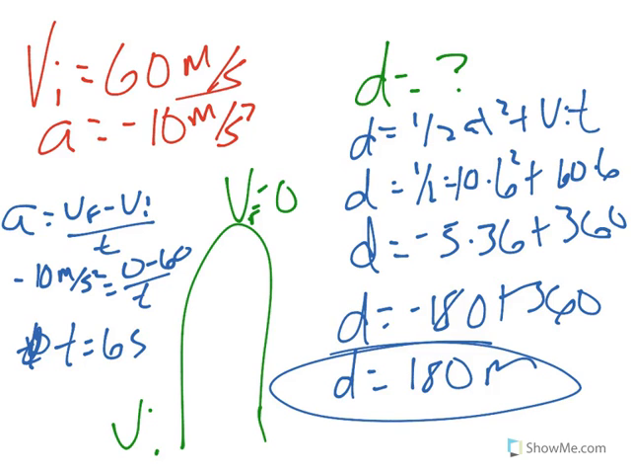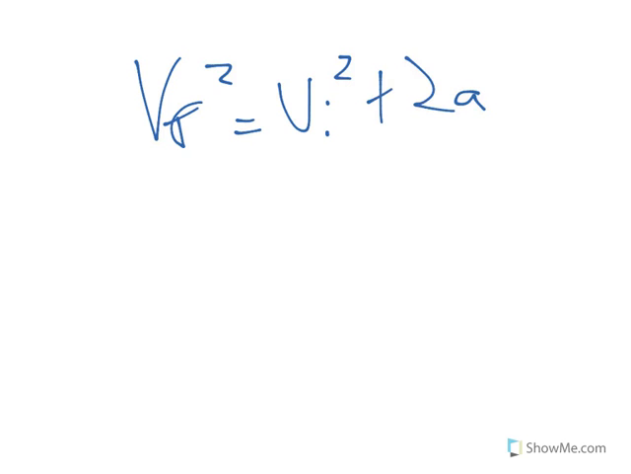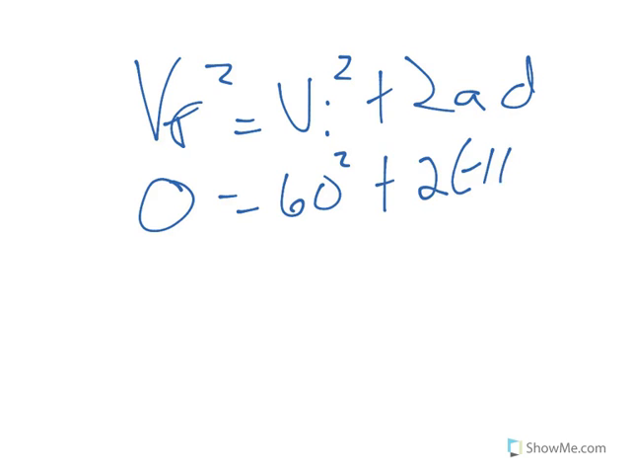All right, now, if this makes perfect sense to you and you just want to keep using that, that's fine. Stop here. But if you're interested, this is how you would solve the problem with that new formula. VF squared equals VI squared plus 2AD. We know the final velocity is 0. The initial velocity is 60, squared, plus 2 times negative 10 times D. And we solve for it.